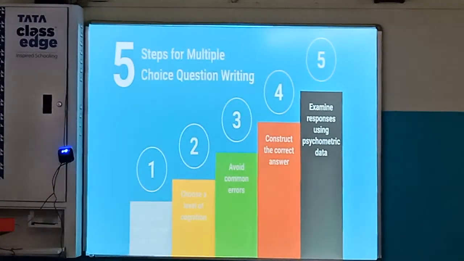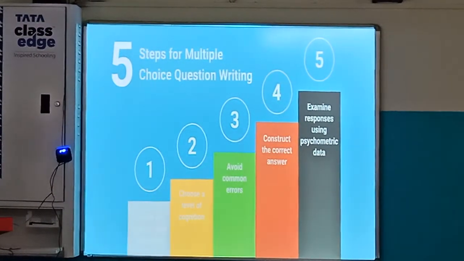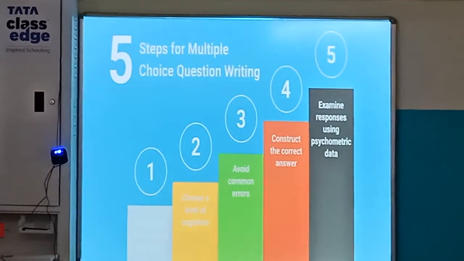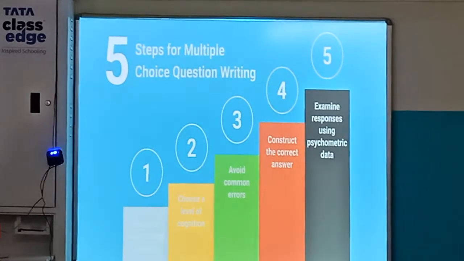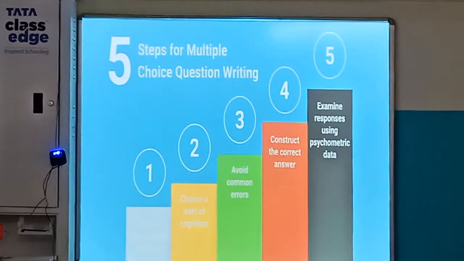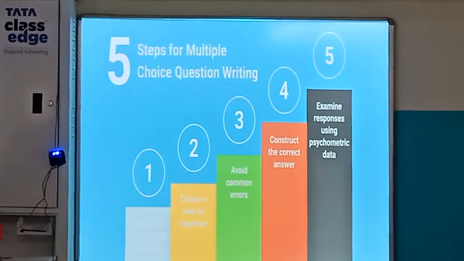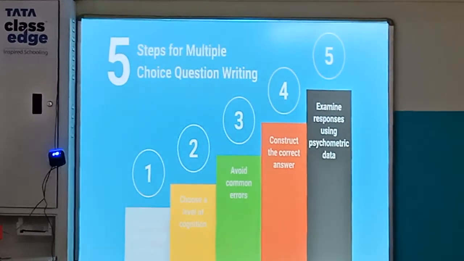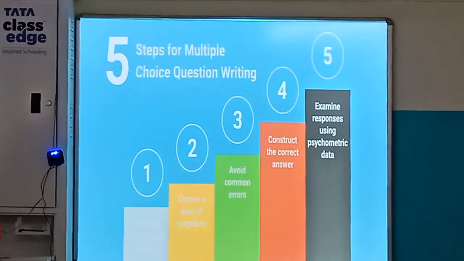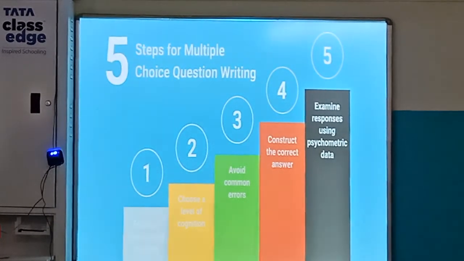These are the 5 steps of developing multiple choice questions. The first step is to focus on one concept per item. At a time, just focus on one concept. Number 2, choose a level of cognition, which level you want to frame. Next, avoid common errors like punctuation errors and grammatical errors. Then construct the correct answer. How to construct the correct answer we will see later on. And next, examine responses using psychometric data. So these are the 5 main important steps of constructing multiple choice questions.